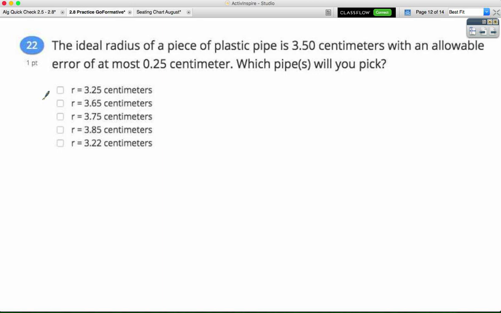Okay, the ideal radius of a piece of plastic pipe is 3.50 centimeters with an allowable error of at most 0.25 centimeters. Which pipe will you pick? So what they're really saying is that this pipe could be 0.25 less than 3.50, or it could be 0.25 greater than 3.50. So the absolute difference between x and 3.50 is at most 0.25 centimeters.